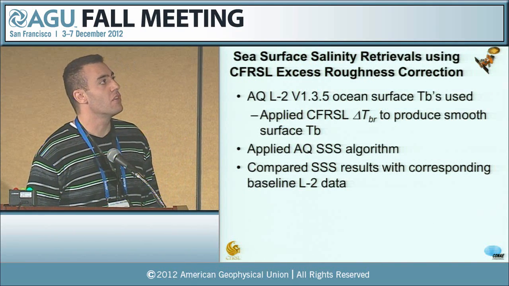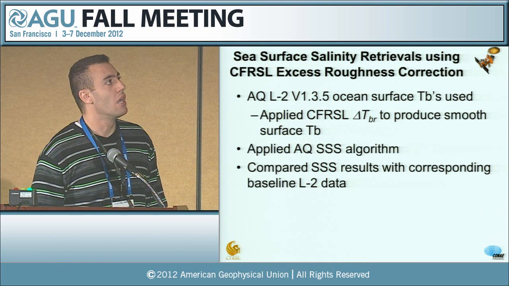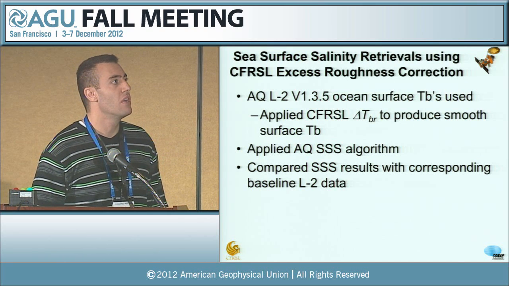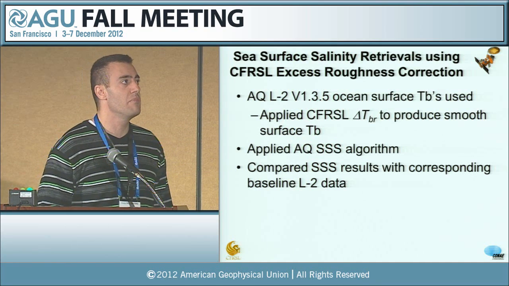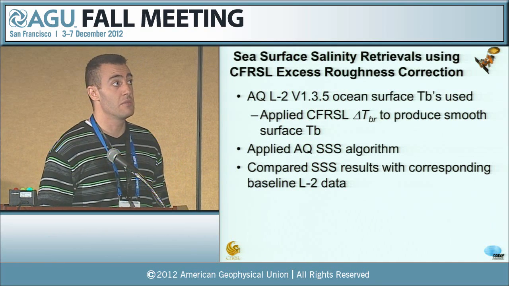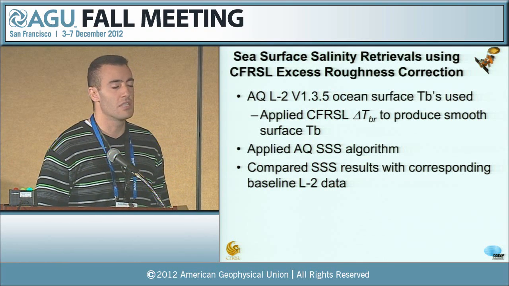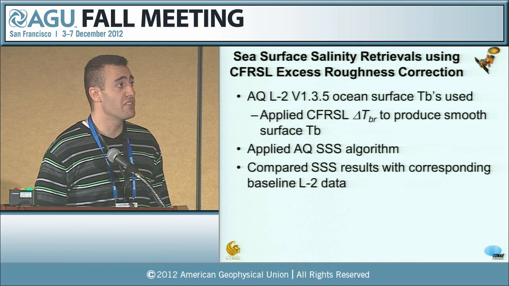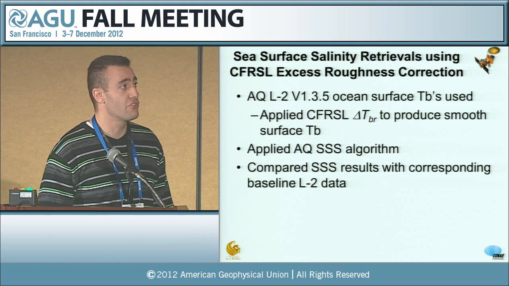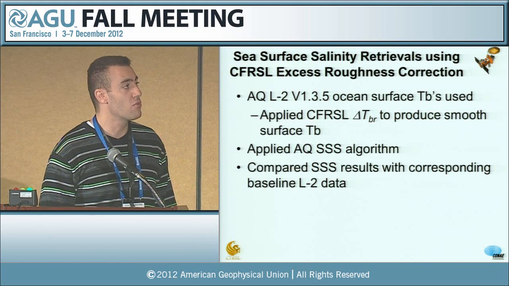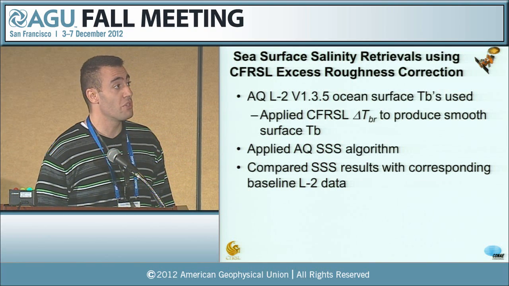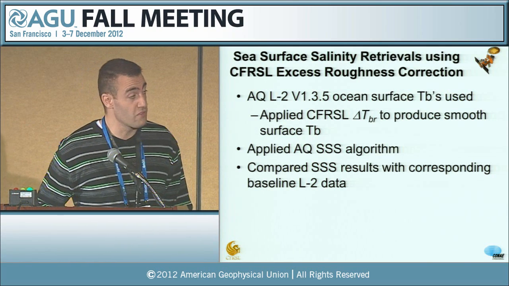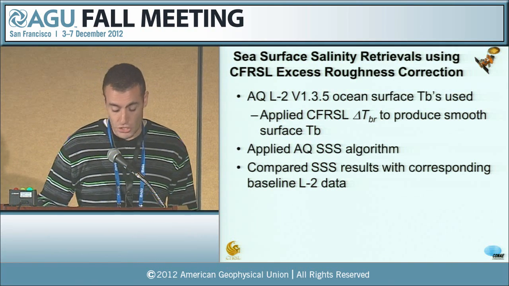The sea surface salinity retrieval, those are the steps we go through. We use the L-band Aquarius L2 version 1.3.5 surface brightness temperature. We retrieve excess TB due to wind speed. Simply, we subtract the excess TB from the surface brightness temperature to obtain a smooth surface TB. We use this smooth surface TB to retrieve salinity using the same Aquarius salinity retrieval algorithm being used in the Aquarius instrument. Then we compared those retrieved salinities with the baseline L2 data salinity, whose roughness correction is computed using the scatterometer.